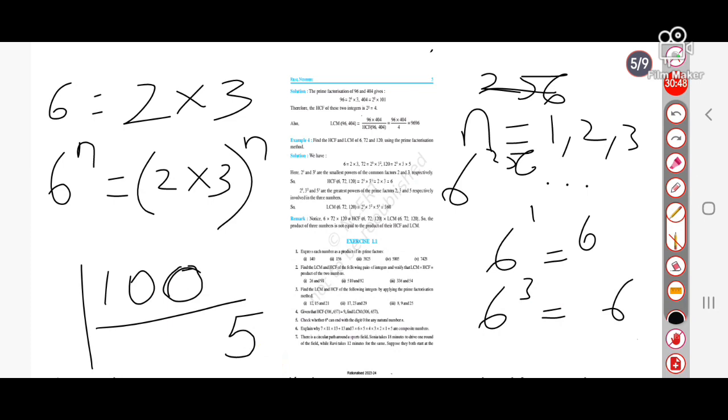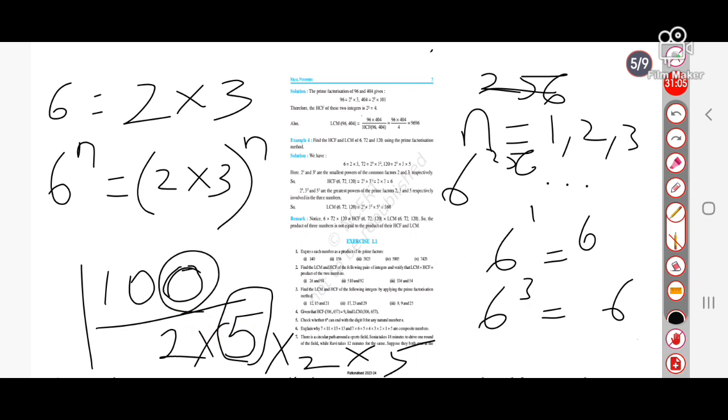For example 100. While we are calculating 100, we can do 5 cross 2 cross 2, what we get is 20 cross 5. So in any one position we need the 5 for a number which ends with a 0, right? Whereas over here we get 2 cross 3.